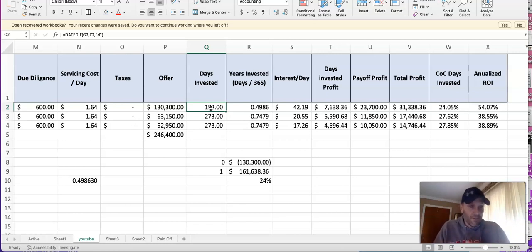The tenant has a place to live. The borrower is getting cash flow. I'm getting cash flow. My investors are getting cash flow on this thing. So it truly is a win-win situation on these types of notes.